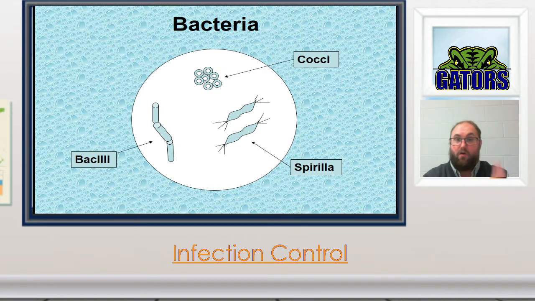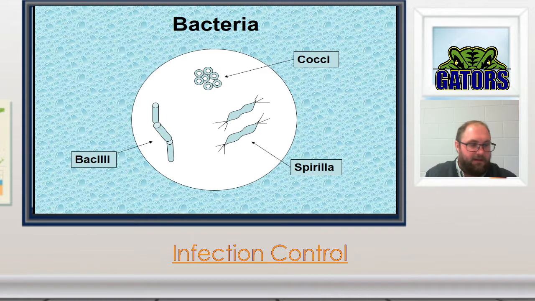So remember, the cocci is the round-shaped bacteria, the bacilli is the rod-shaped bacteria, and the spirilla is the spiral and kind of weird shaped, anything that's not directly round or rod-shaped.